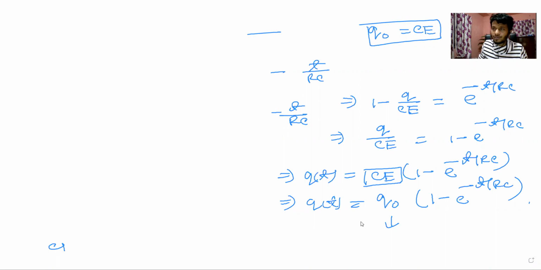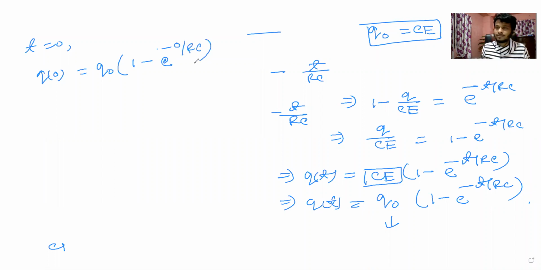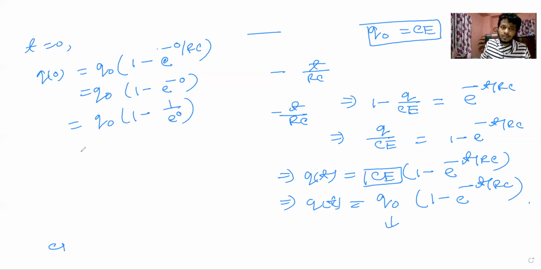So if we want to check if this formula is correct or not, we can do it inductively. At time t equals 0, what would be the charge Q of 0? This would be Q naught times 1 minus e to the power minus 0 by RC, isn't it? So it would be Q naught times 1 minus e to the power 0, which is Q naught times 1 minus 1. So Q of 0 will be 0, isn't it?